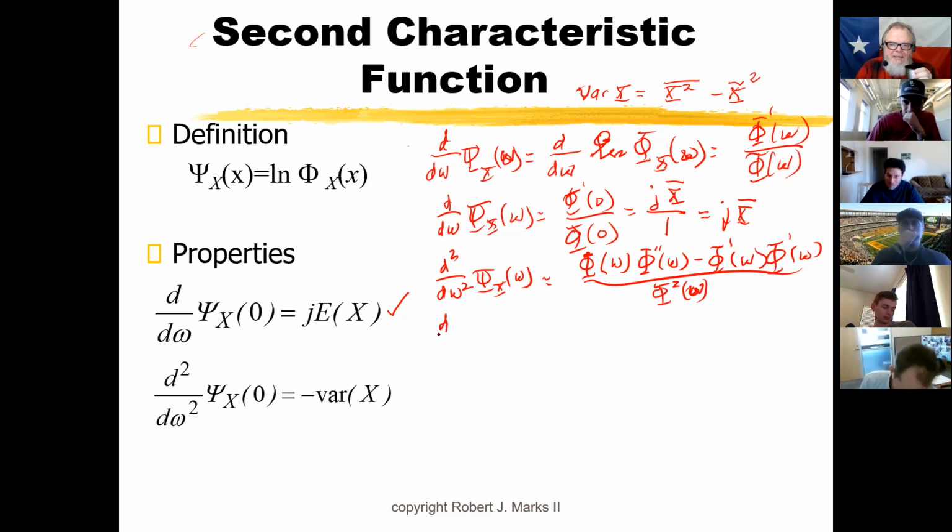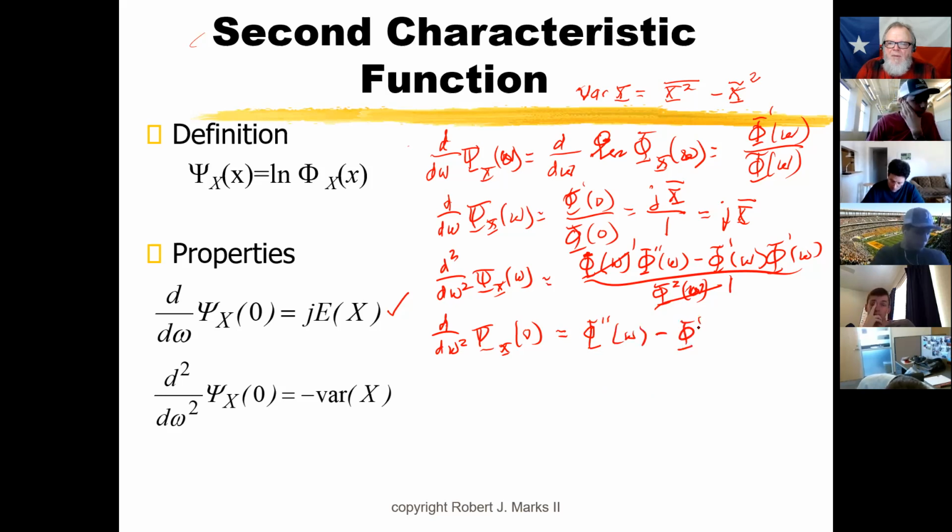So let's look at the second derivative evaluated at 0. Well, first of all, this thing goes to 1, and this thing goes to 1. The denominator goes to 1. And we are left with phi double prime minus the first derivative squared. And I'm sorry, I should have put a 0 in here.